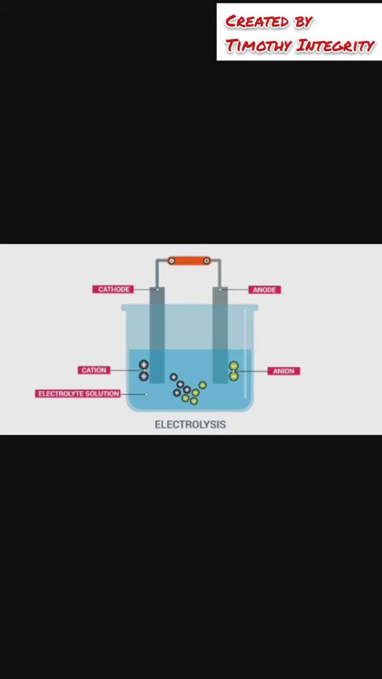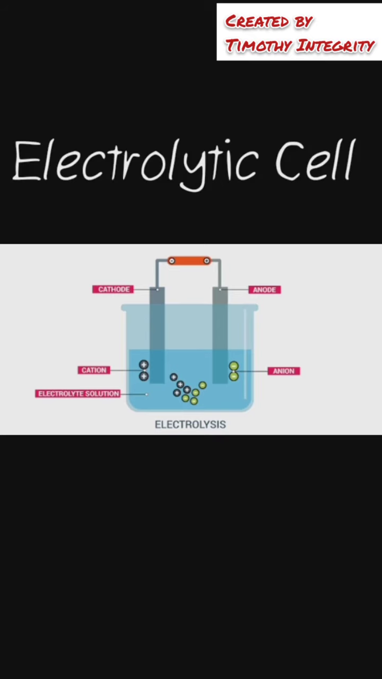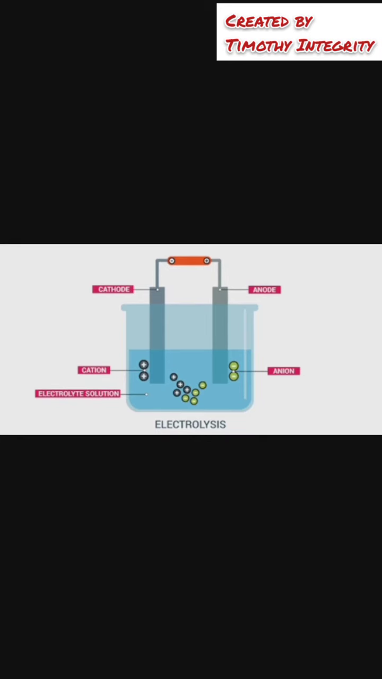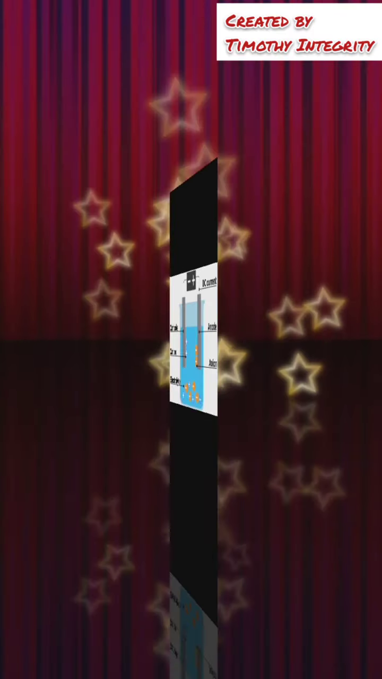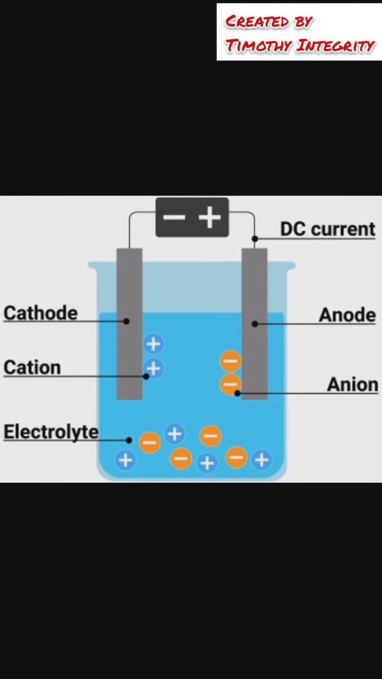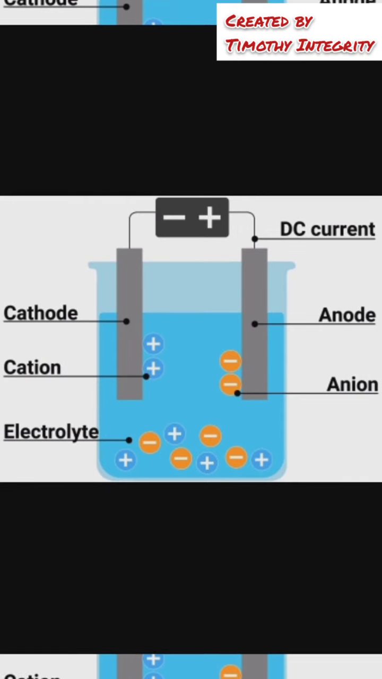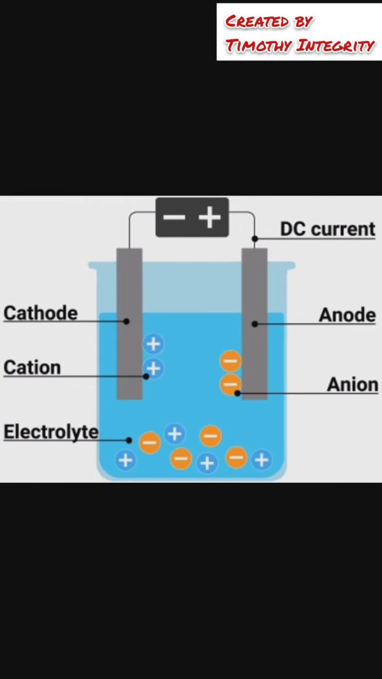This is the electrolytic cell. You can see the two electrodes, the anode and the cathode. The anode is positively charged and the cathode is the negative electrode. You can as well see the anions and the cations. Anions are the negative ions and cations are the positive ions. As well, you see the electrolytes. And now you also see the external circuit, the external direct current circuit to which everything is connected.